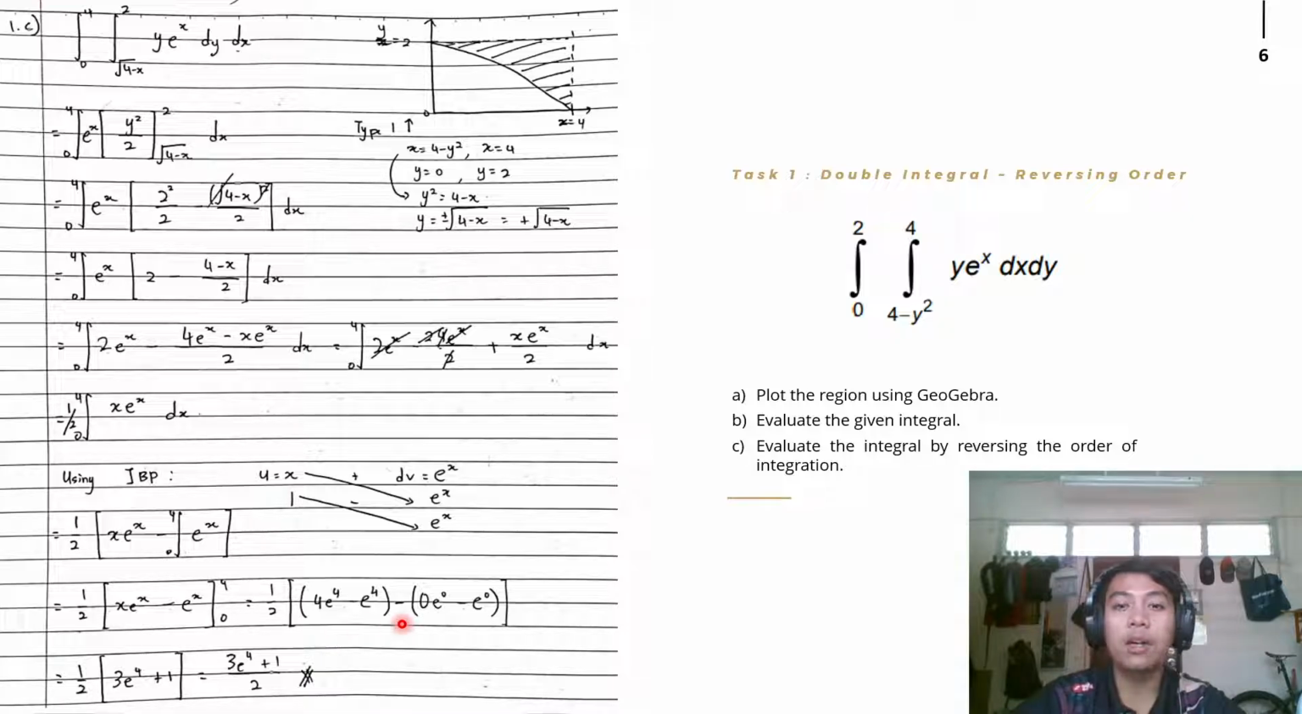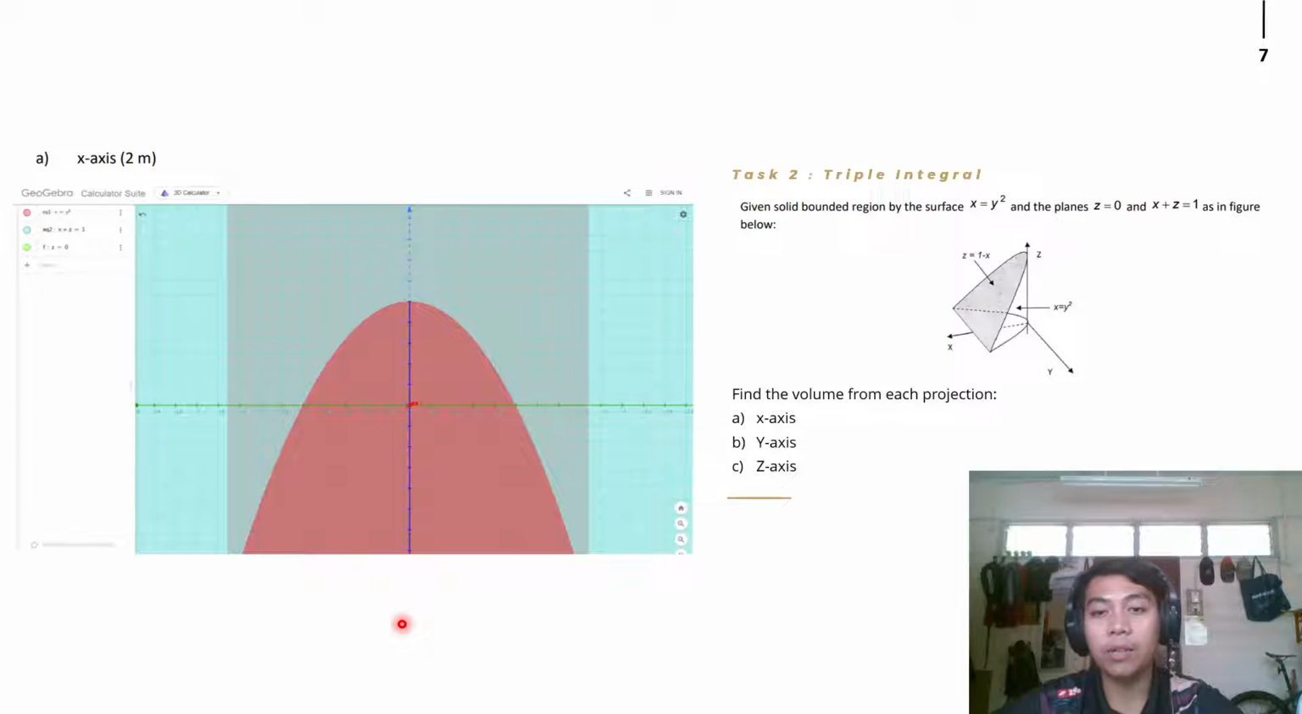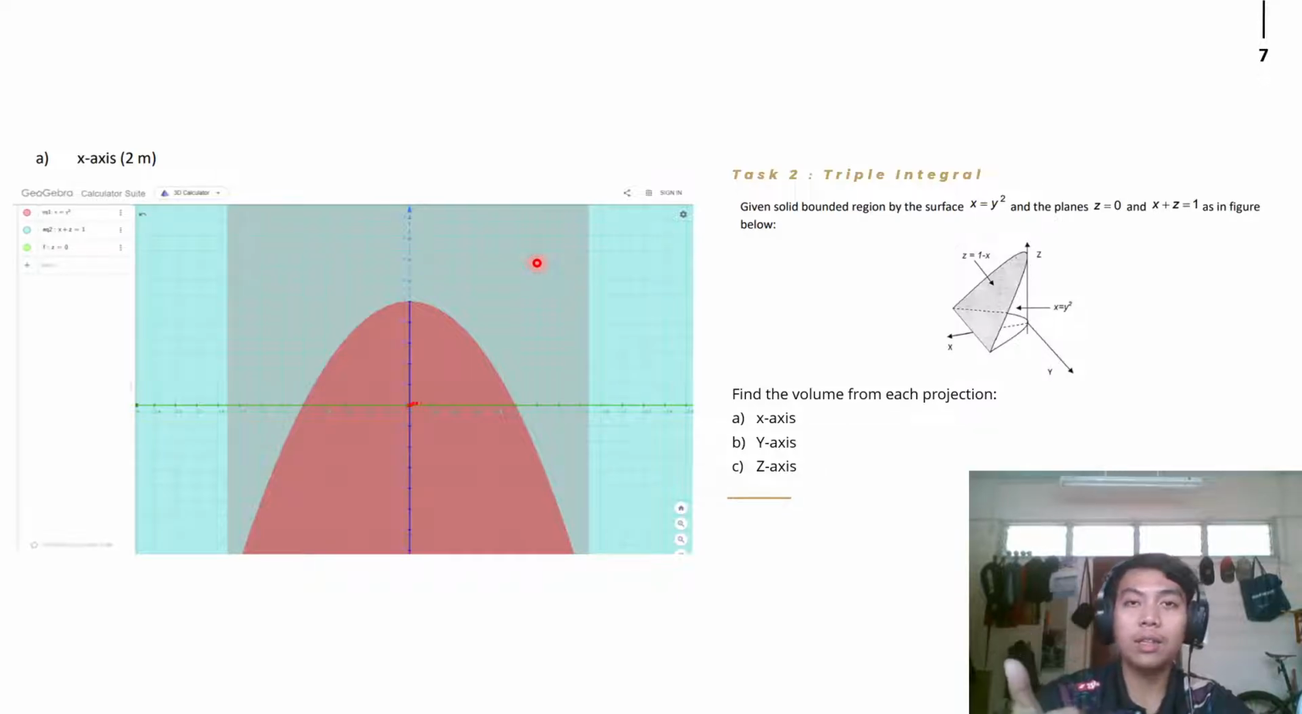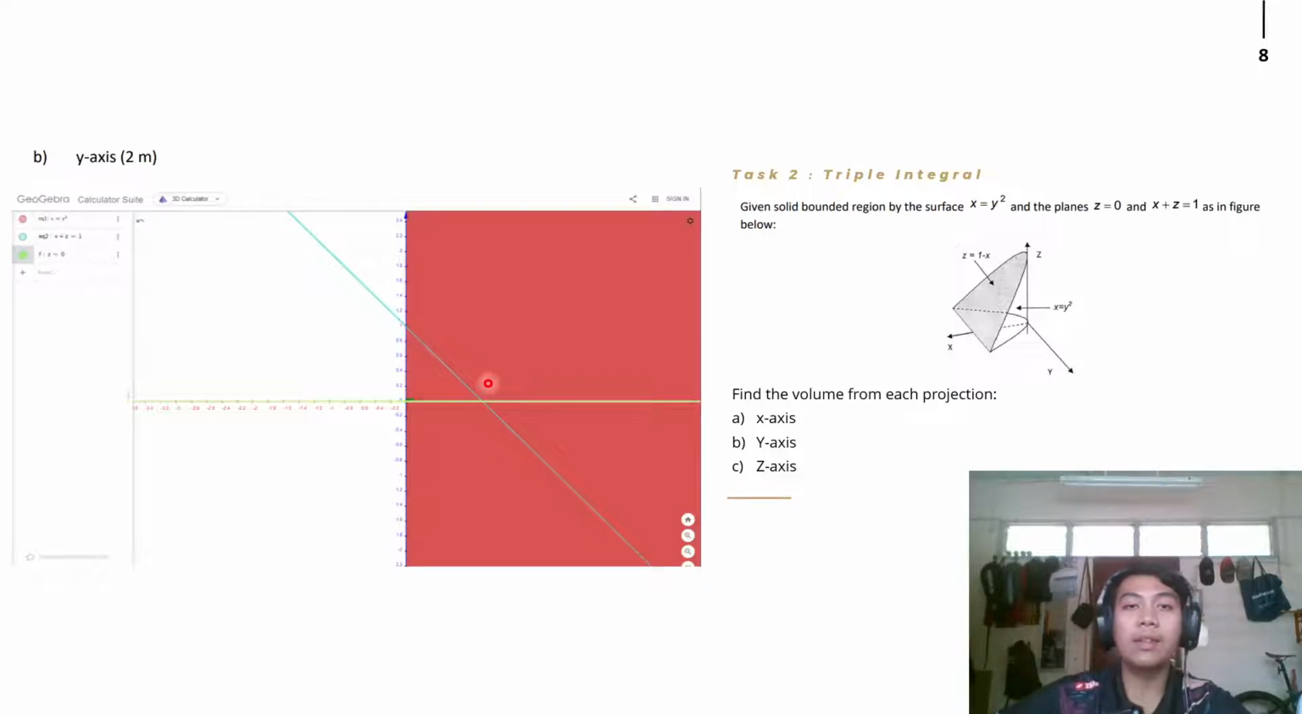Okay, so let's move to the second task, which is about the triple integration. The first question asks us to plot this bounded region into the GeoGebra application from each projection, which is from the x-axis, y-axis, and z-axis. For question 2a, it is from the projection of the x-axis. We'll see this type of bounded region from the GeoGebra application. If we view from the y-axis as the height, we will get this kind of shape. We will see this is the bounded region that we want to calculate after this.